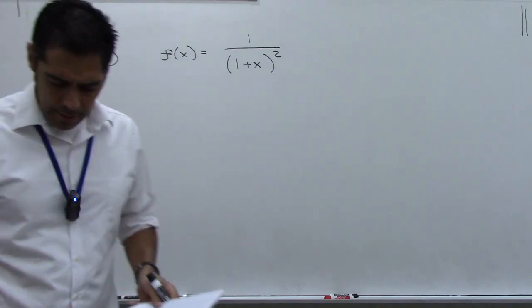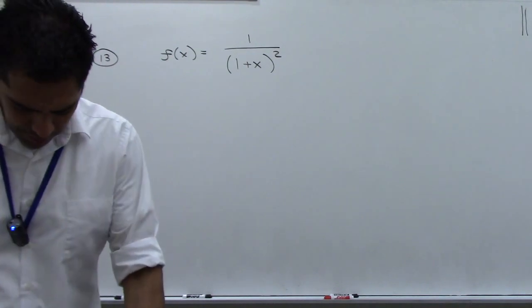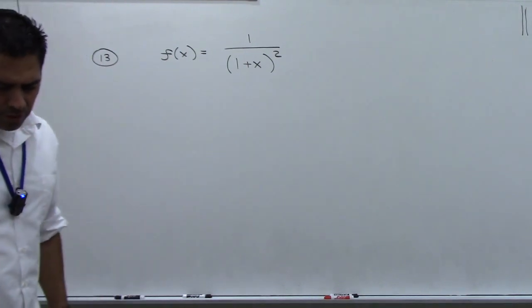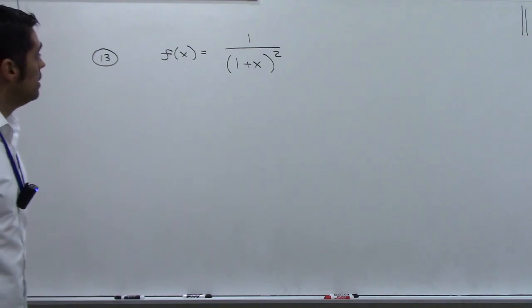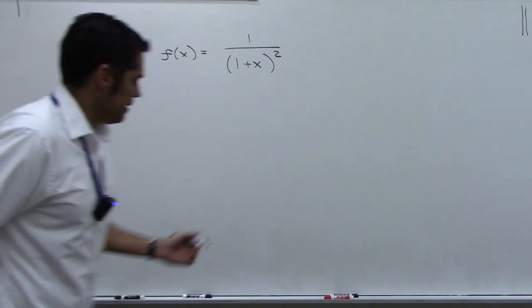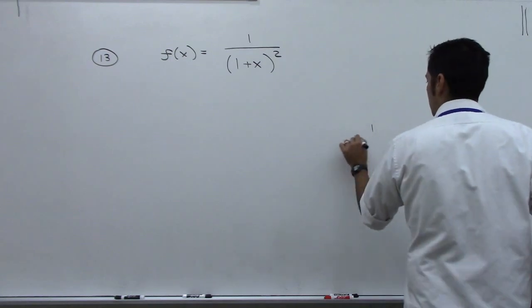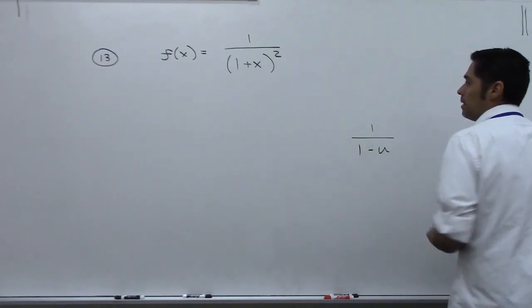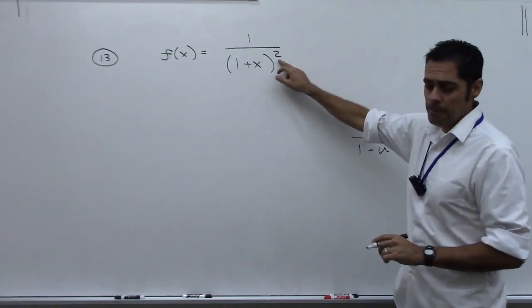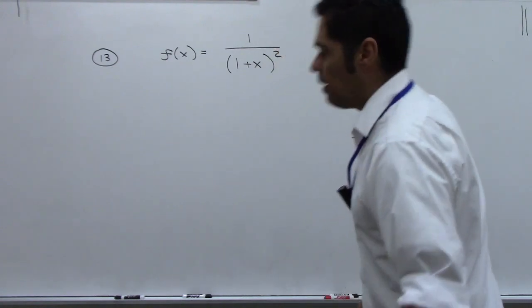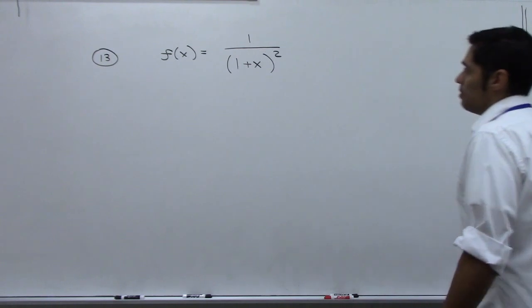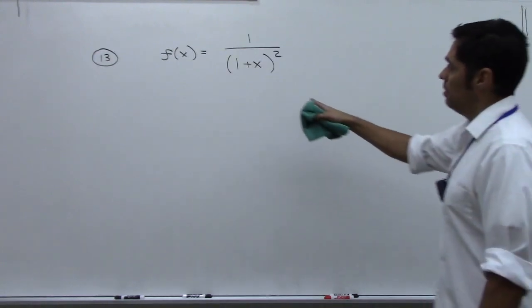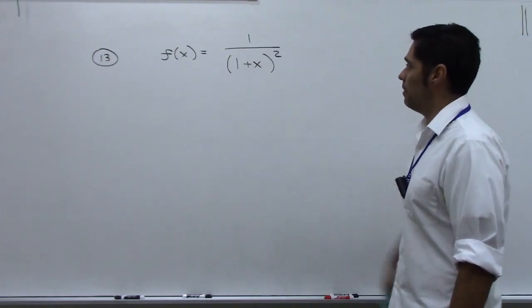Okay, I'm working number 13 here from 8.6. It says use differentiation to find a power series representation for the following. We cannot get this to look like 1 over 1 minus u because of the squared here, and we can't do partial fractions either. So what we're going to do is realize that this is actually the derivative of something.